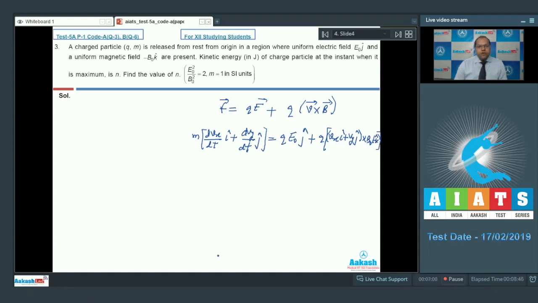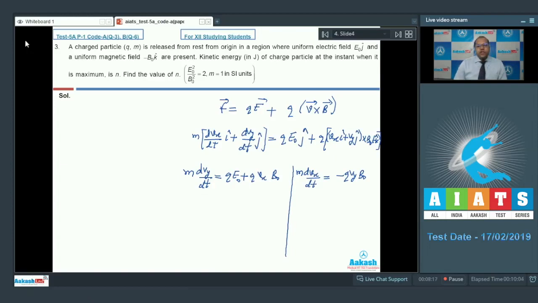k cap. So if I take the cross product and compare the LHS with the RHS, then I can write m into dvx by dt is equal to minus q Vy into B0, and m into dvy by dt is equal to q into E0 plus q into Vx into B0.